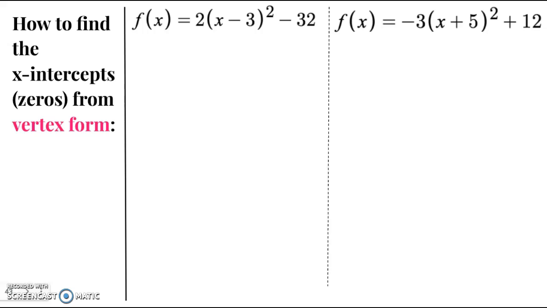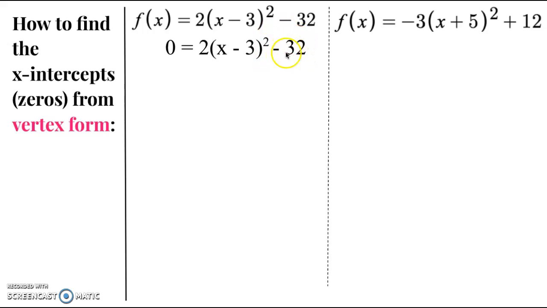Now, what happens if the equation is in vertex form? We cannot solve it the same way as before, but the core idea is still the same. The first thing we do is we set f of x equal to 0. And now we're trying to solve this equation to get x by itself. So we're going to undo these operations.